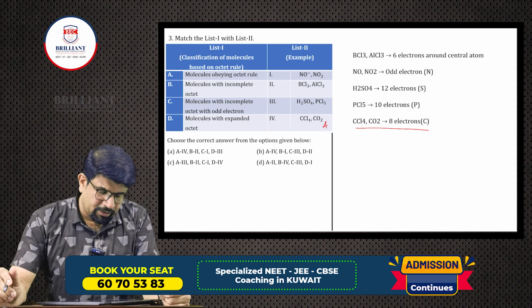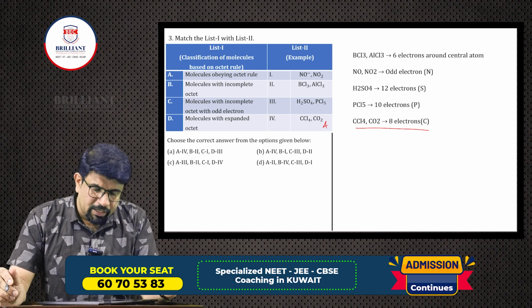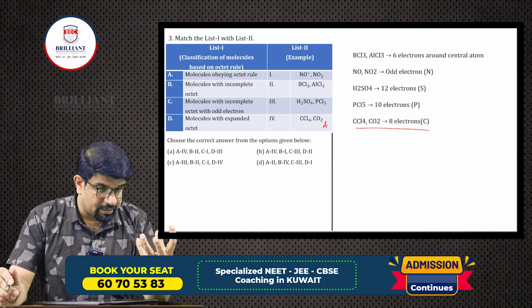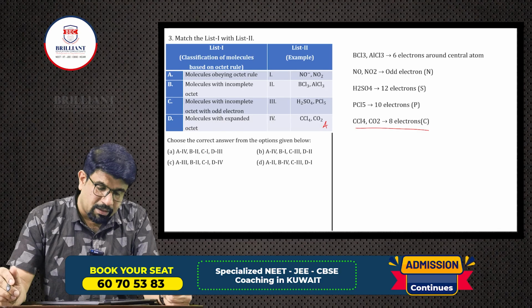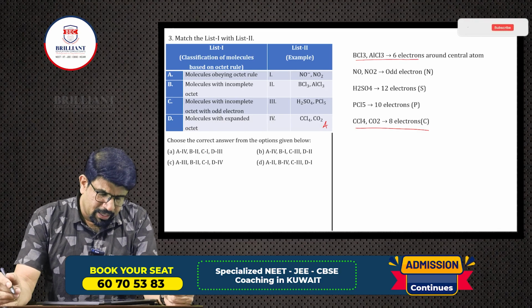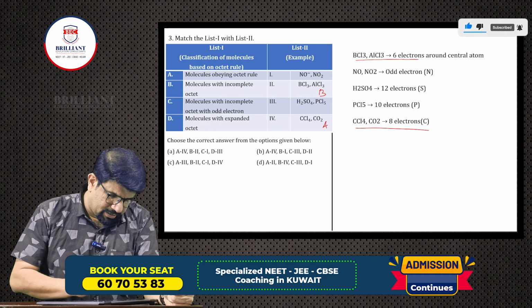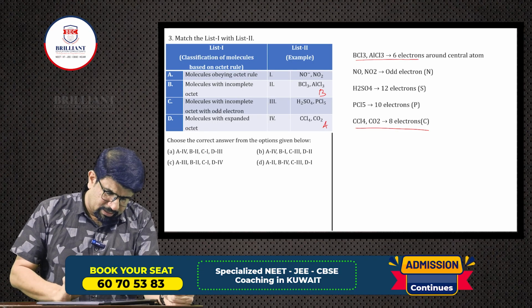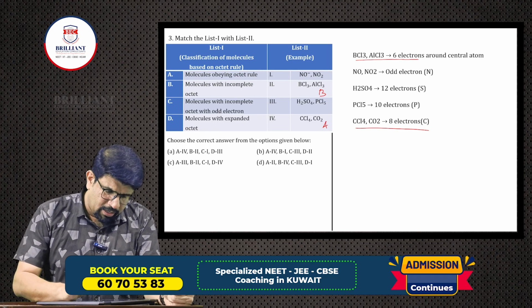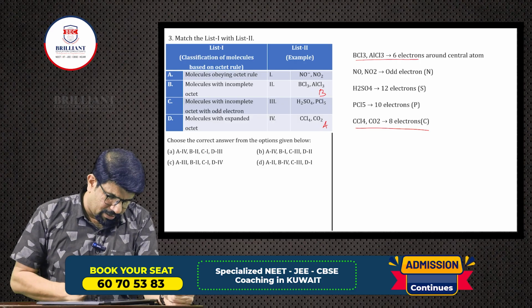Yes. Second one, you can see the molecules which have an incomplete octet. Incomplete octet means the valence shell of the central atom contains a smaller number of electrons, right? That is in the case of BCl3 and AlCl3. So we can match with BCl3 and AlCl3. So first, A matches with 4 and B matches with 2. Then the others we can find anyway, but I will discuss that.